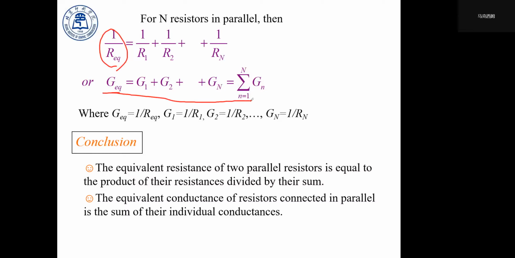So we have this formula. In this case, we know that the reciprocal of the resistance, or conductance, is a matter of view. Sometimes we use conductance to replace the reciprocal of the resistance to make the formula tidier and less complex.